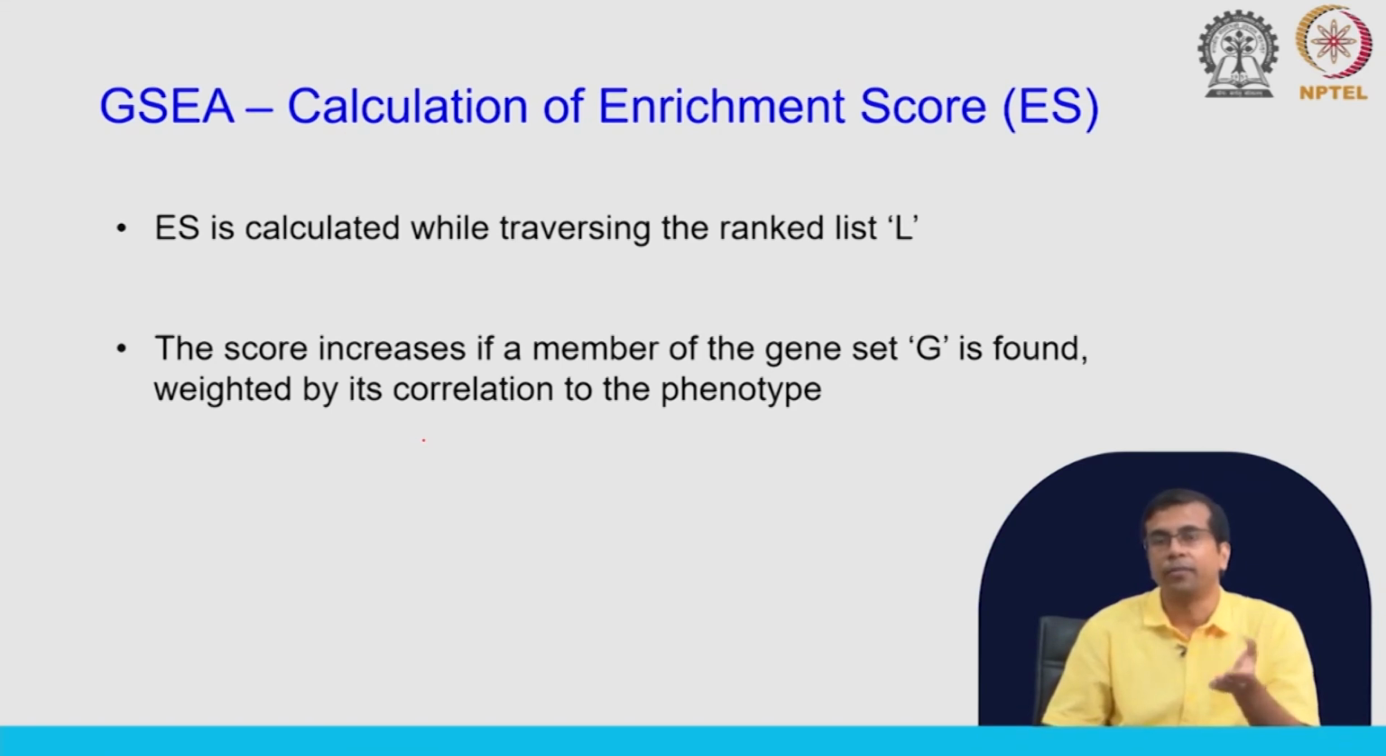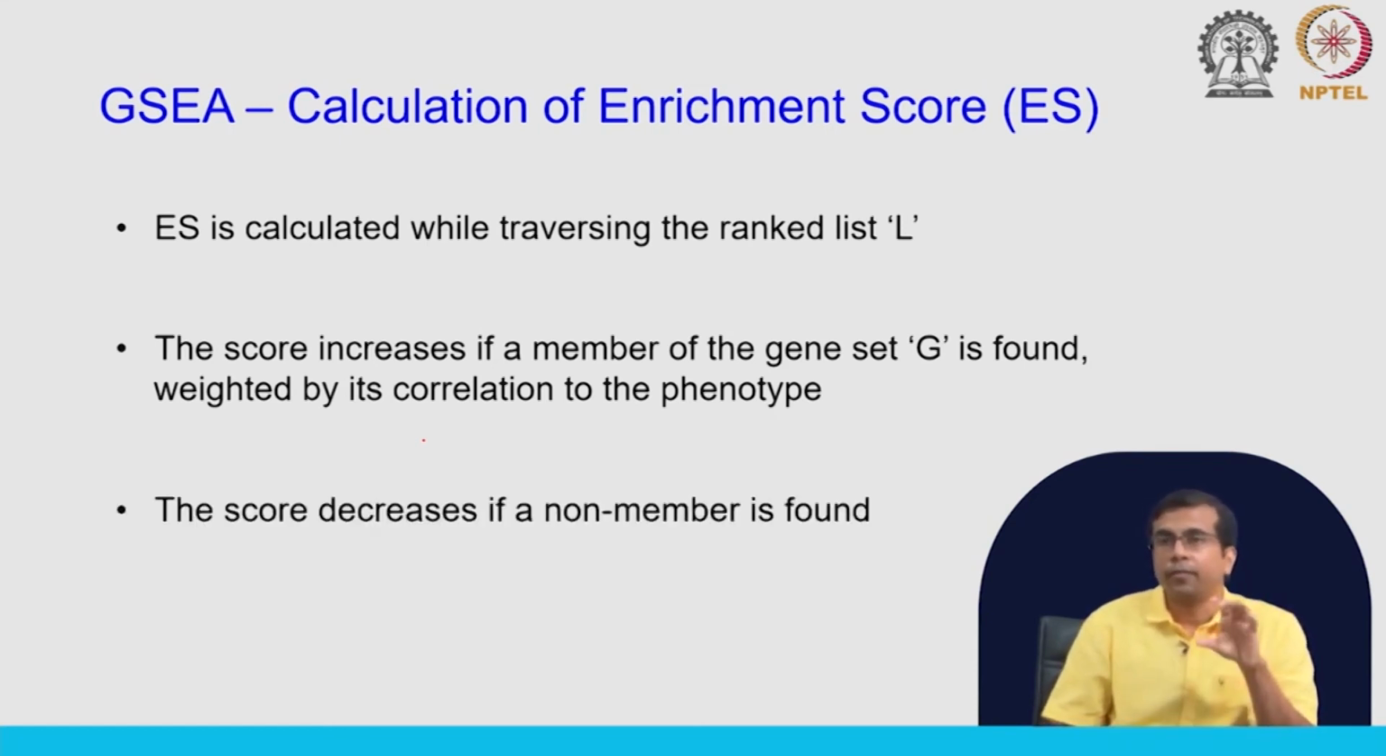So, if it is at the top, it will get this correlation, and that will be weighted by that correlation. So, this increase is weighted by the correlation to the phenotype. And in this comparison, if the match is not there, if a gene is not found in the list, the score will decrease. So, you have these two counting going on.